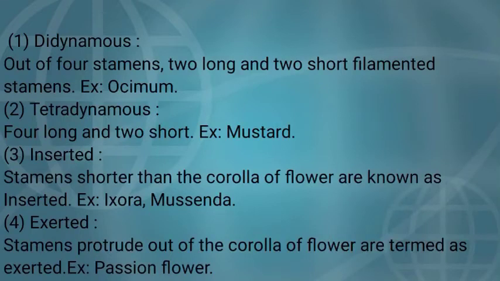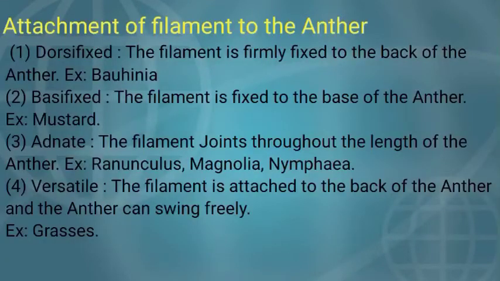Example, passion flower. The next aspect of classification of stamens is based on attachment of filament to the anther. Here, stamens are four different types: dorsifixed stamens, basifixed stamens, adnate stamens, versatile stamens. The very first one, dorsifixed stamens. In this type, the filament is firmly fixed to the back of the anther. Example, Bauhinia. Second one, basifixed.